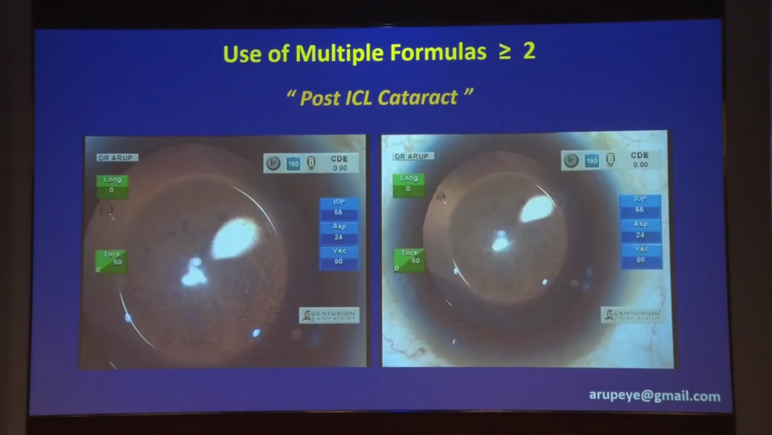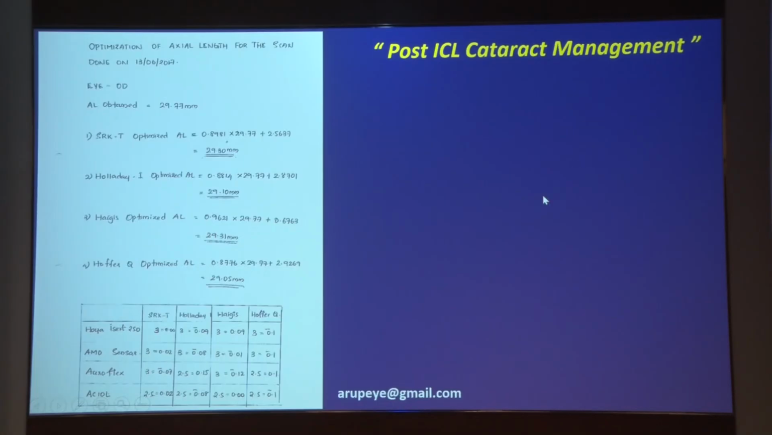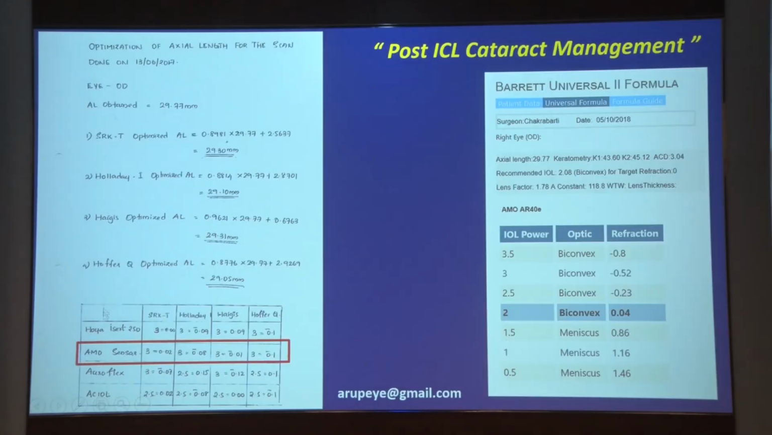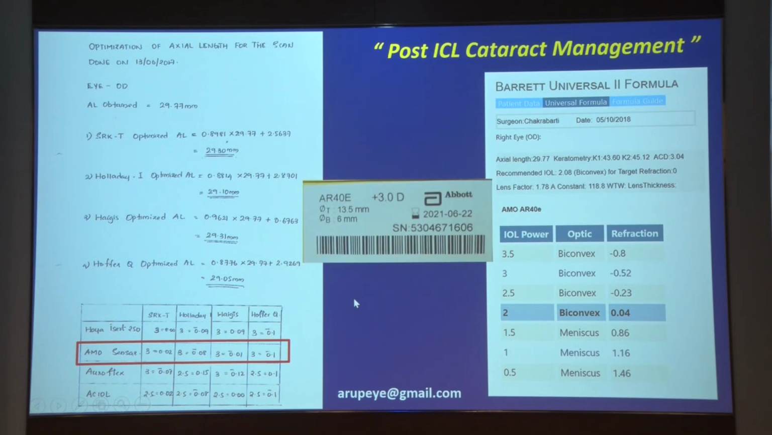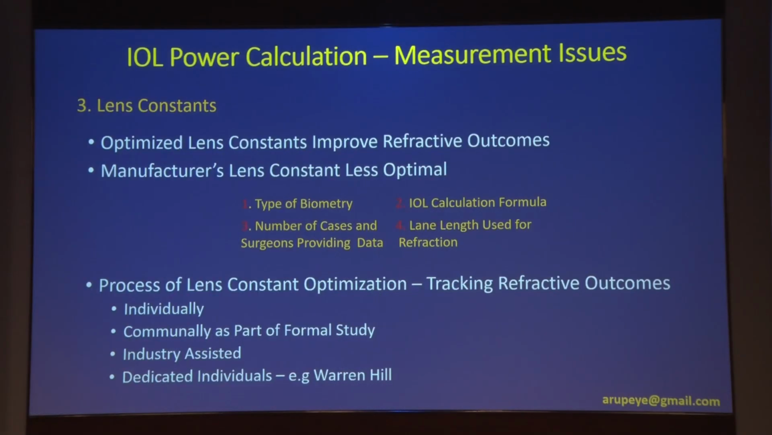I use multiple formulas for any given case. For example, this was a patient with high myopia with an ICL and cataract, so I had to remove the ICL and do cataract surgery. My Barrett calculation gave me an IOL power of 2 diopters. All the other previous generation formulas gave me an IOL power of 3 diopters. So I used a 3 diopter lens, and ultimately I was pretty happy with the eventual outcome.